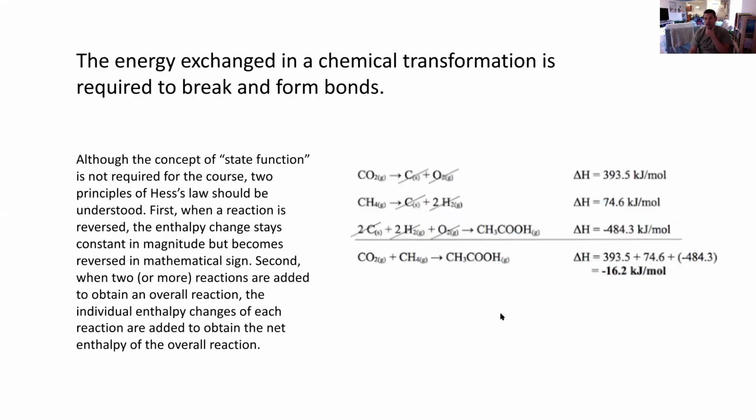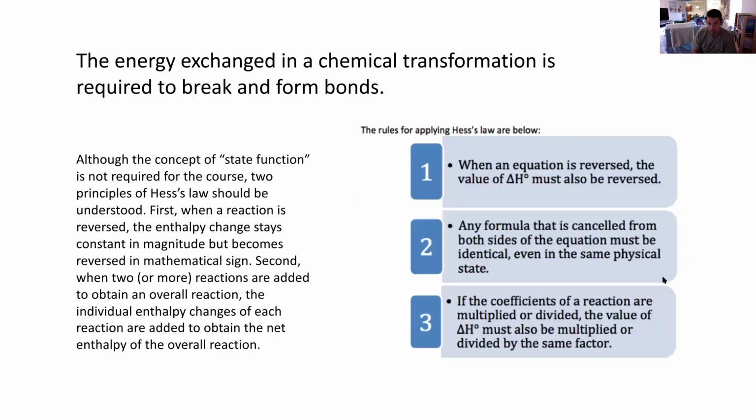So I'll come back to the slide. So let's say we had this reaction, carbon dioxide plus methane forming CH3COOH. We can form it by adding up other reactions where we know the heat of formation, the enthalpy change, and we can cross stuff out until we get the overall reaction. So these are kind of like puzzles. You piece them together. Here, we're adding these three up. If something shows up as a reactant and a product, it can be canceled out, and we end up with an overall reaction. So here are the rules for applying Hess's law.